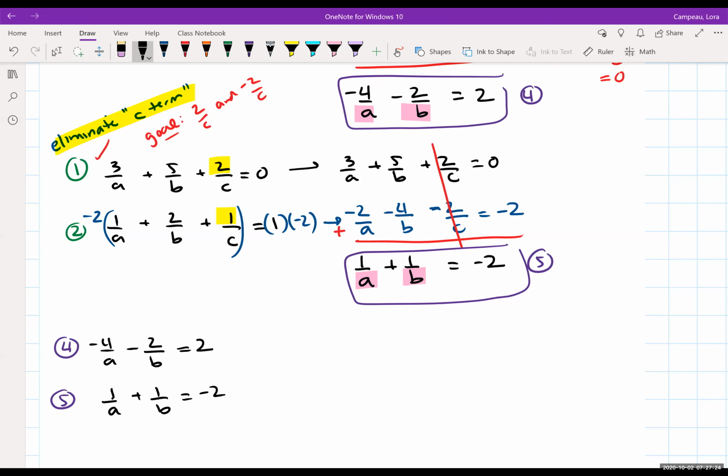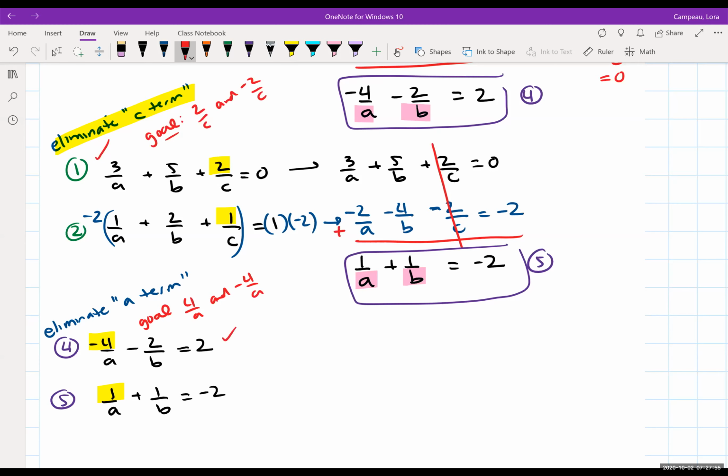What if I want to eliminate the a terms? So I'll write myself a note. I'm eliminating the a term. So if I do that, my goal would be to figure out a number that both 4 and 1 go into, and that is a 4. So the goal would be to have 4 over a and negative 4 over a.